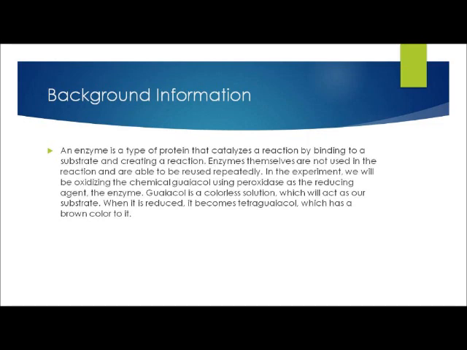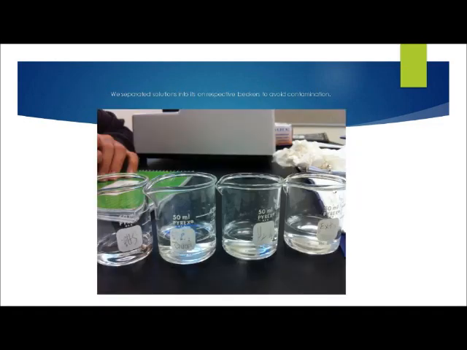In the experiment, we will be oxidizing the chemical glycol using peroxidase as the reducing agent. And glycol is a colorless solution which will act as a substrate. When it is reduced, it becomes tetraglycol, which has a brown color to it. In this picture, you can see our 5 solutions: buffer, peroxide, turnip extract, and glycol in their respective containers to avoid contamination.